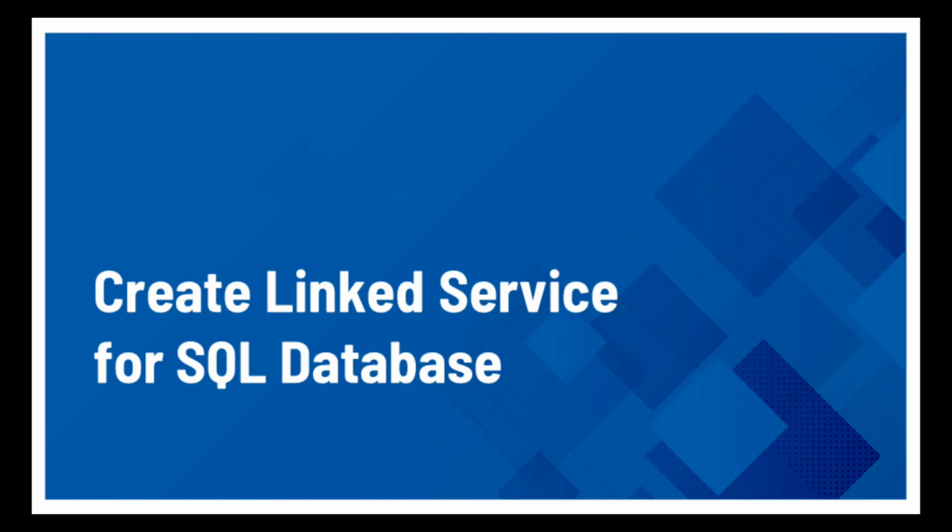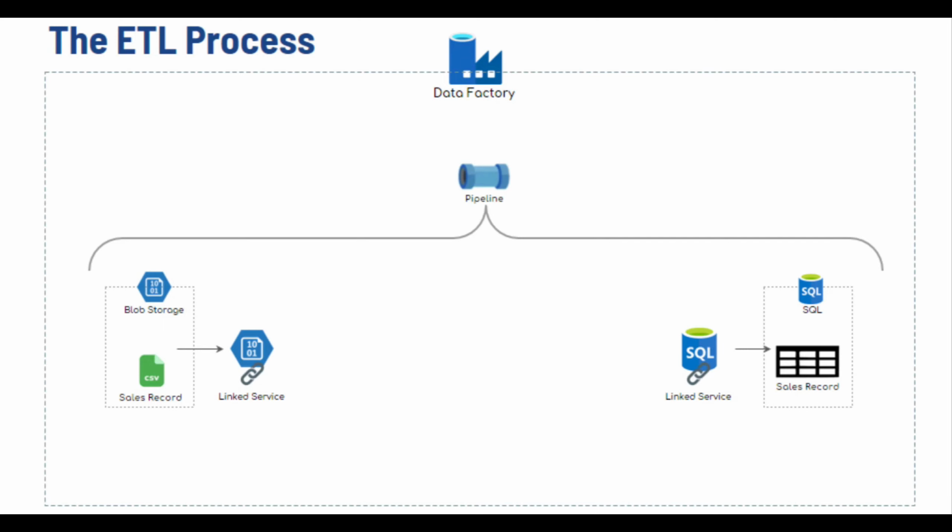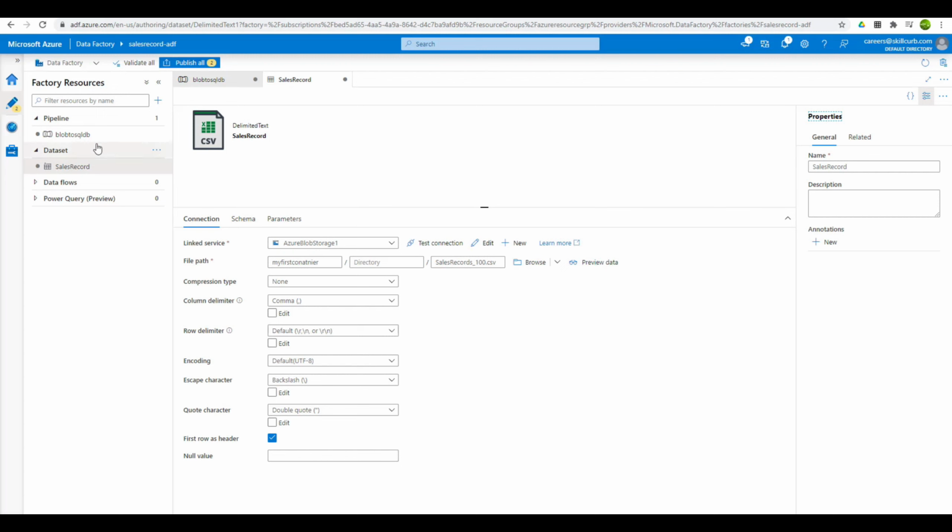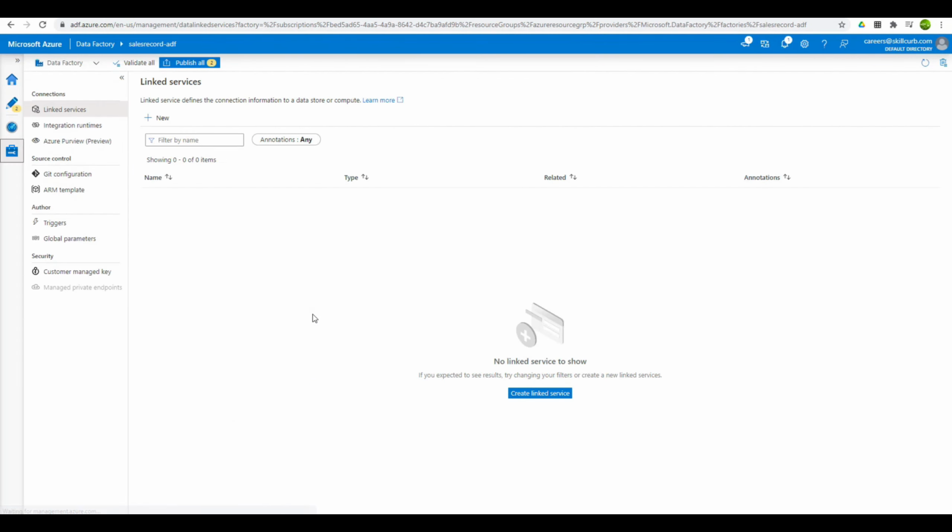Hello and welcome to this lab session. In this lesson, we will learn how to create a linked service to sync our data in the SQL database so that we can dump the source data in there. Now, we need a connection to the database so that the actual dataset can be fed into the tables of our database. I will go to the Manage tab to create the other link for the SQL database.